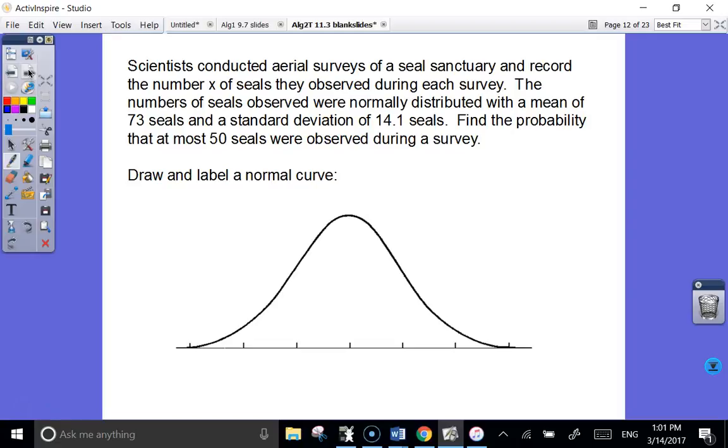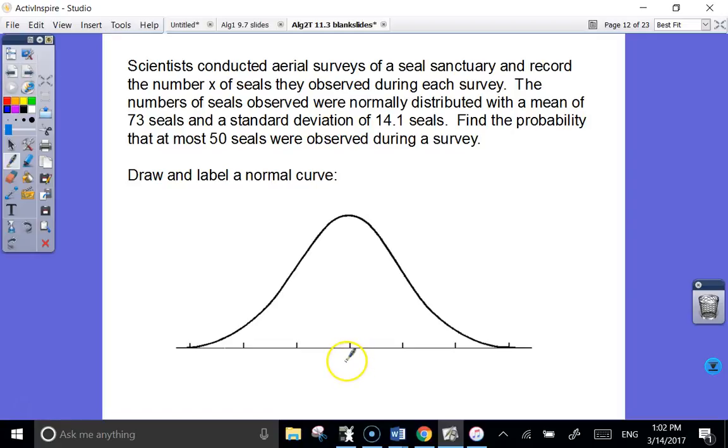I've cheated. I copied the same graphic from before. But sometimes it's not really necessary to draw the normal curve, but sometimes it really is. Generally speaking, when you get to AP Stats, you want to be drawing yourself a normal curve and labeling it because it'll help you get the calculation right. So in this case, we should label the middle with the mean.